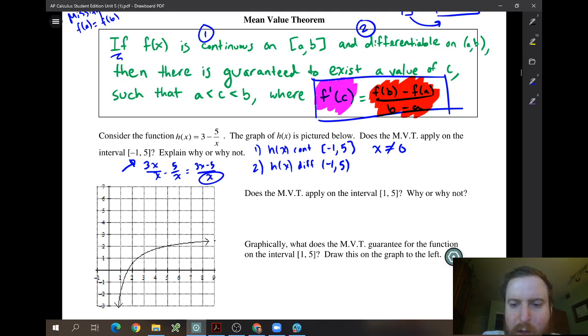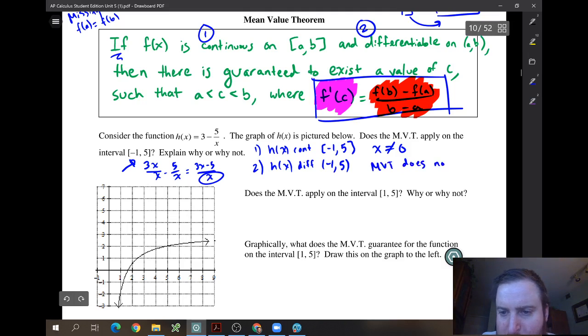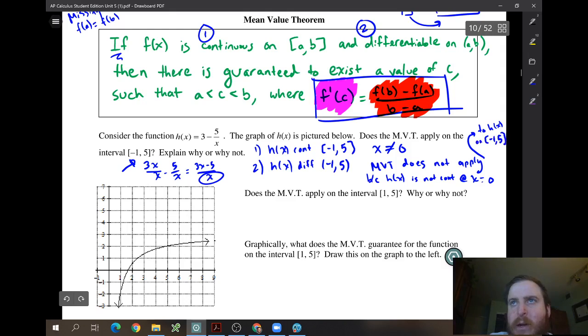So we would say the mean value theorem does not apply because h of x is not continuous at x equals 0. And we should add on that it does not apply to h of x on the interval from -1 to 5. That part's important because the mean value theorem will apply in other places.